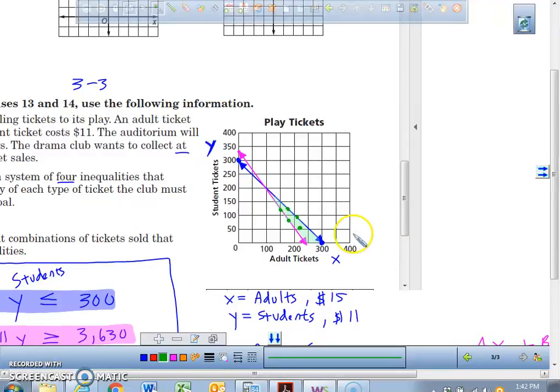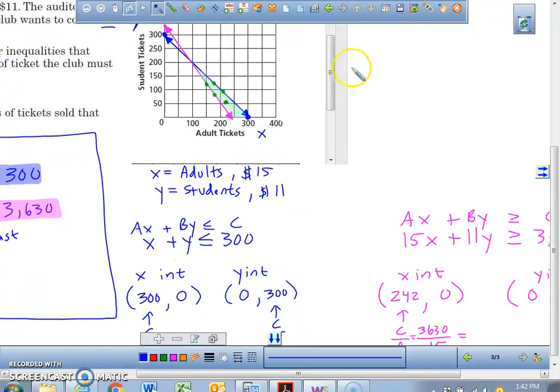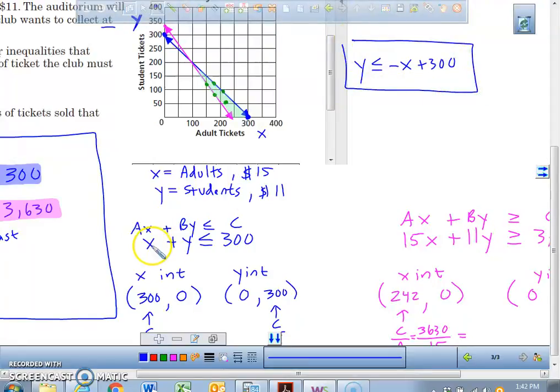All right? So, first equation. If I wanted to change the first equation to slope-intercept form, the blue equation, it would be y is less than or equal to negative x plus 300. That would be the blue equation. All I have to do is move this x over to the other side. The purple equation, y would be less than or equal to, if you're wondering how I get this, I'm going to take my negative a over my b value. That's going to give me my slope. What's my a value?